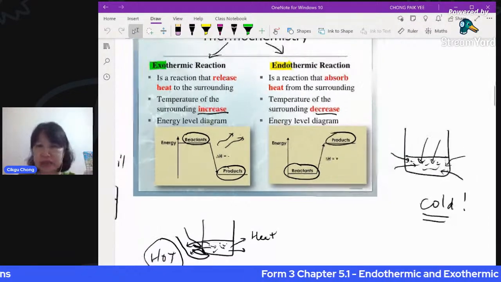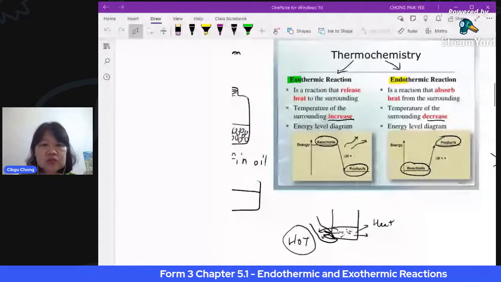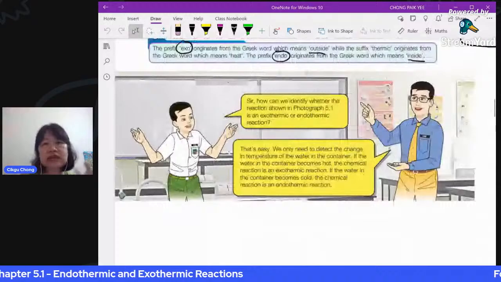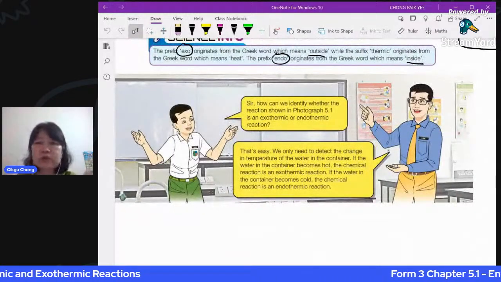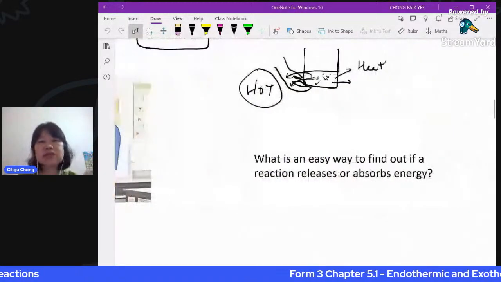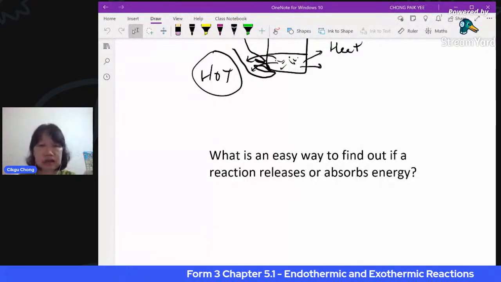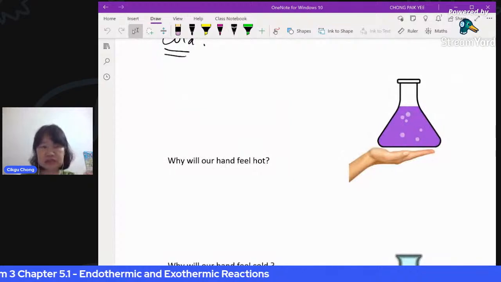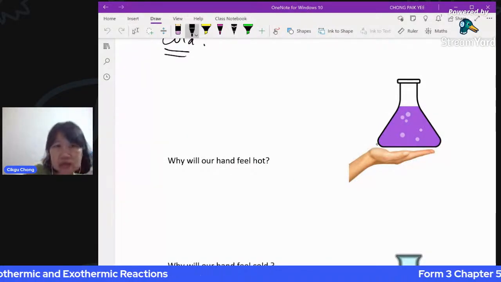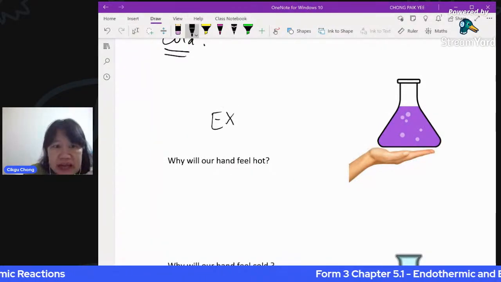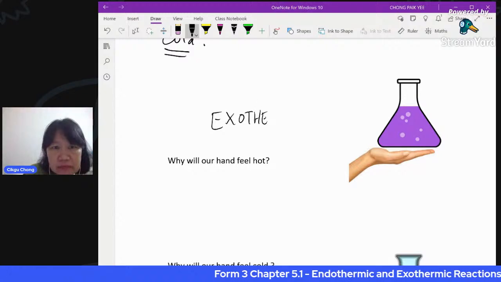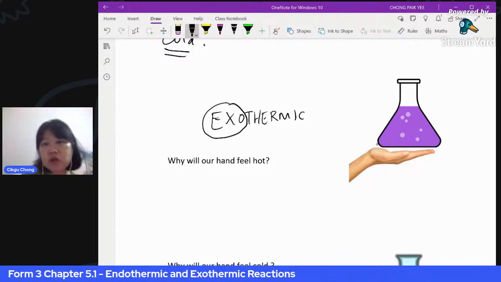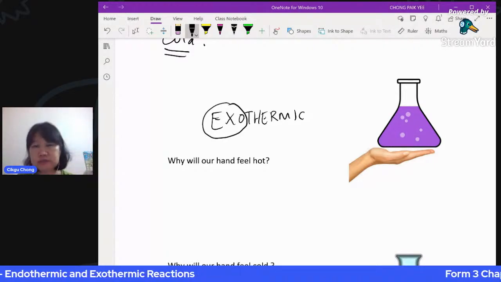So let's look at other things. Let's carry on. How do we know whether it's endothermic or exothermic? A very simple way, like I mentioned, is you just need to touch it. Now, when you touch it, if it is an exothermic reaction, look at the word exo, your hand will feel hot. So I'm going to explain again why your hand feels hot.